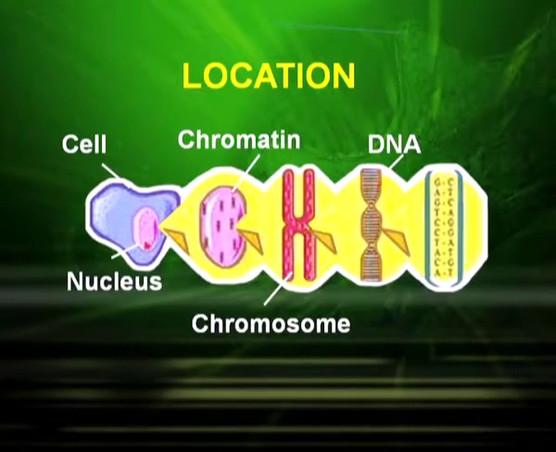Before we go into the detail of DNA structure, let us see where the DNA is located. The DNA is located in the cell. The cell contains the nucleus. The nucleus contains chromatin material. The chromatin material, during cell division, organizes into chromosomes. The chromosomes contain the DNA.